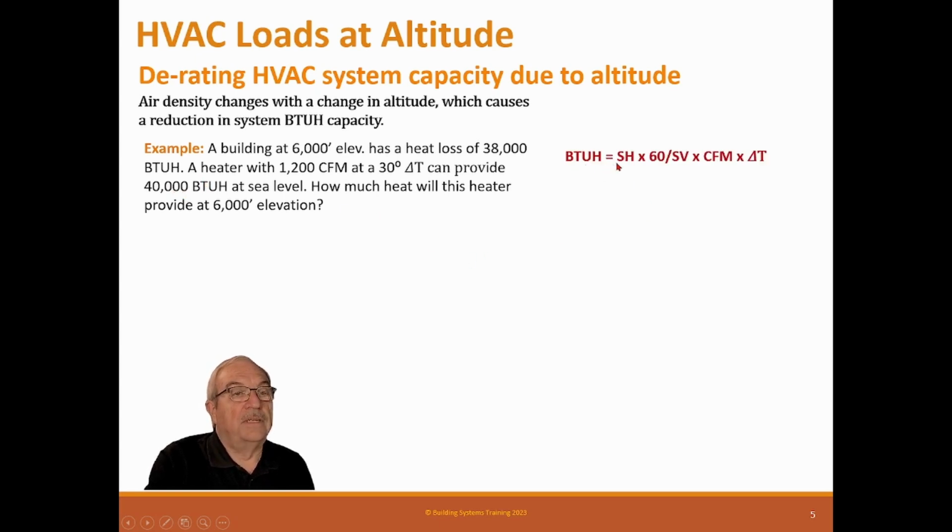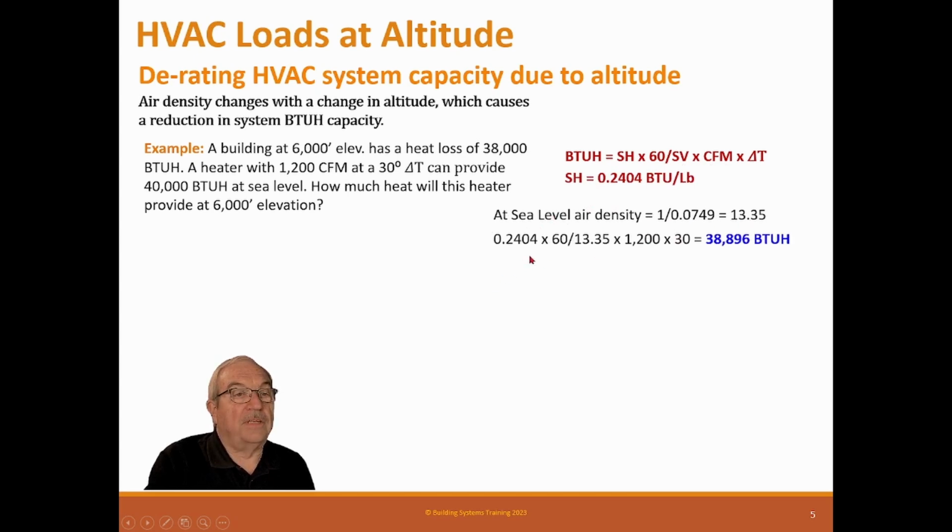Formula again is specific heat times 60 divided by specific volume times CFM times delta T. The specific heat is 0.2404. At sea level, we get the 13.35 again, the 1 divided by 0.0749. So 0.2404 times 60 divided by 13.35, times CFM times the split, equals 38,896. So at sea level, that works good.